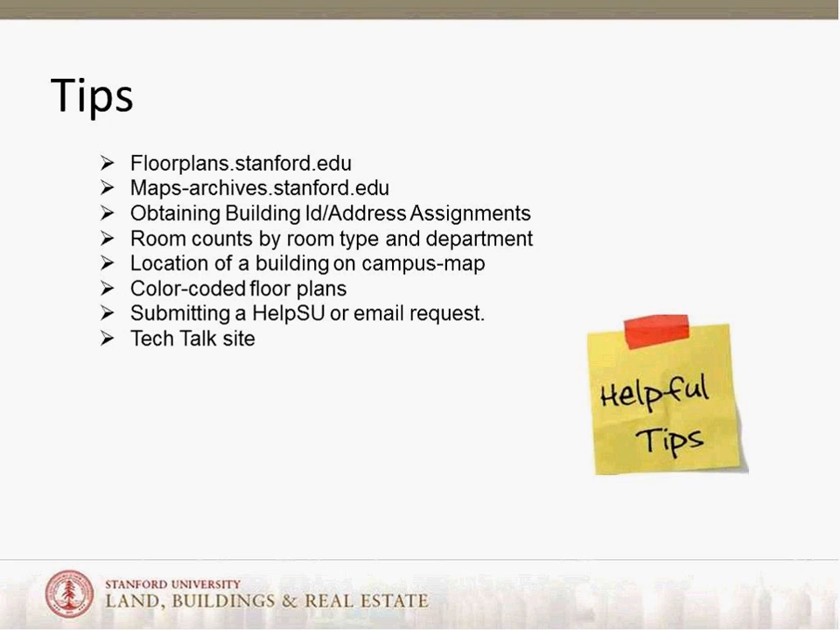The URL for floor plans is simply floorplans.stanford.edu. To get to the map, instead of going in through maps and records and then searching for the online archives, you can just type in maps-archives. In most cases on campus or in campus buildings, you just type in maps-archives, just like maps or campus-map, right? Just exclude that last part there.